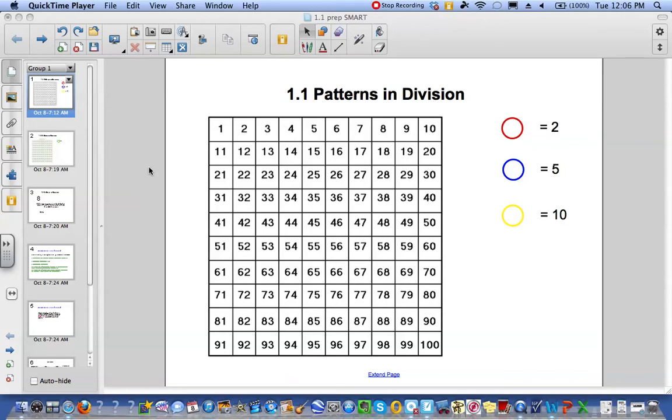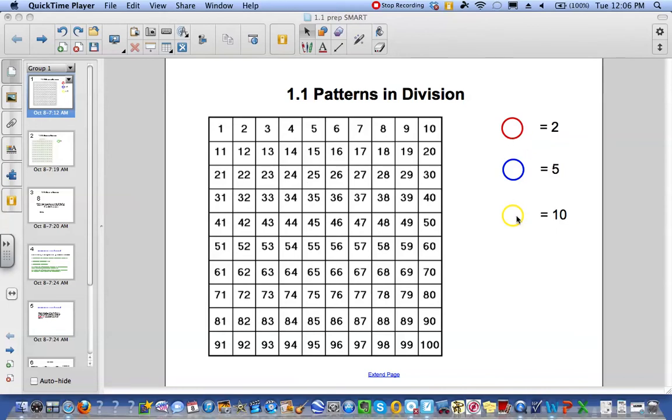Most numbers, at least the numbers 1 to 10, have a divisibility rule, and if a certain number follows that divisibility rule, then a number is divisible by that smaller number. That sounds a little confusing, but I'm going to show you. I'm going to use a demonstration here.